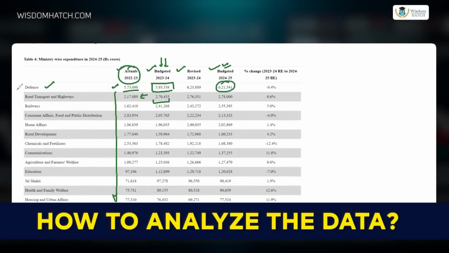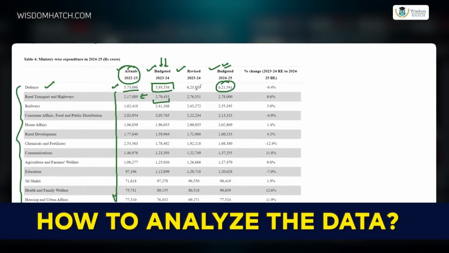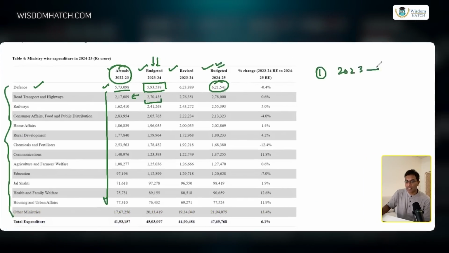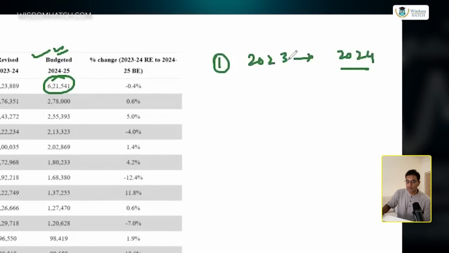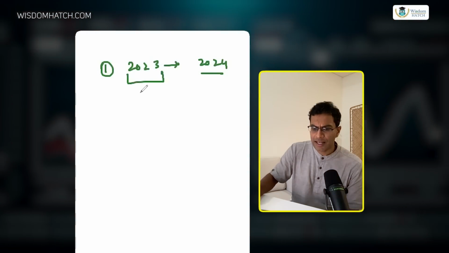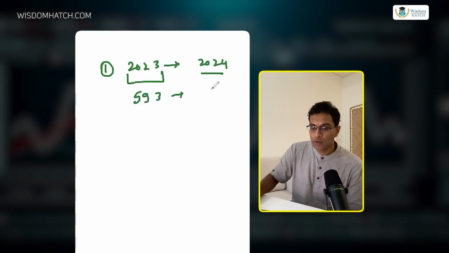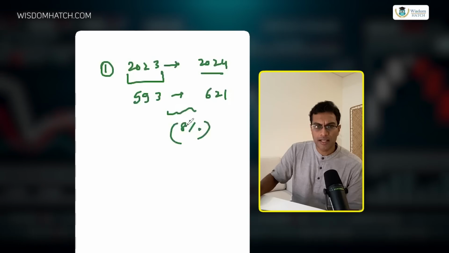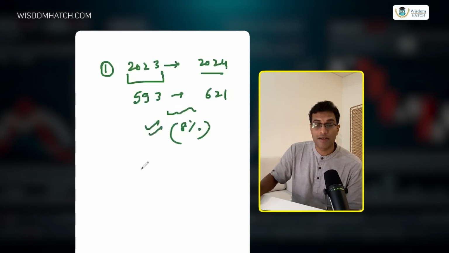For example, they have already said that in defense we are going to spend. So how do you analyze this data? It's very simple, let me show you. The first key thing you should notice is how much it has changed from 2023 to 2024, what has been budgeted. For example, here we went from 593 to 621. So how much is that? Around 7-8%, an 8% increase. So this is already a positive development.